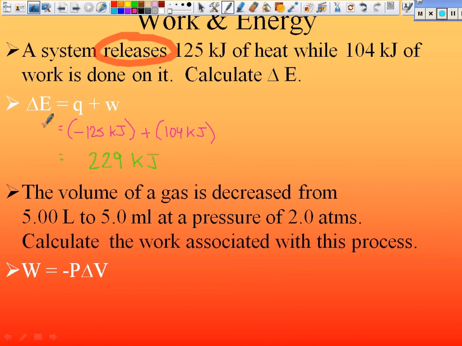So not only is that wrong, there's also another thing we have to take into account. How is your work being applied on it? Is that input or output? Input, positive or negative? Positive. What if, hypothetically, it said it was output? Then it would be negative. So now, what is the correct answer? Thank you. So the correct answer is negative 21 kilojoules of energy.